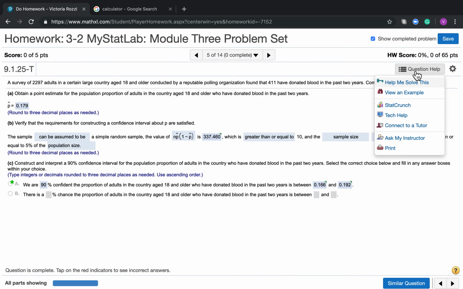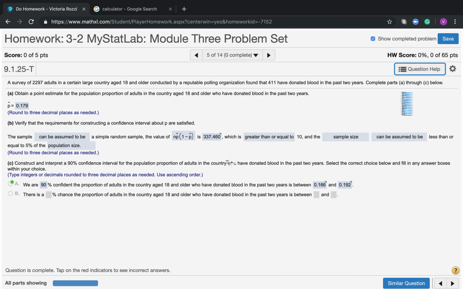You can also use Help Me Solve This, but Help Me Solve This is going to take off points for using it. It'll take half credit, and then you'll have to do a similar question down the bottom here when you're done to get full credit. But view an example doesn't take off any points, and it reads just like a text.